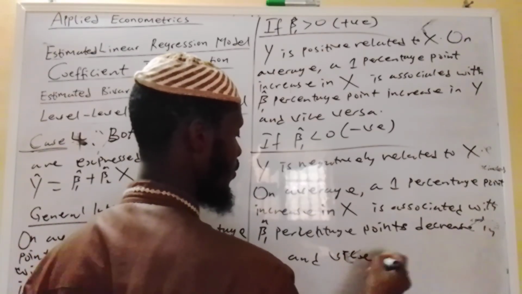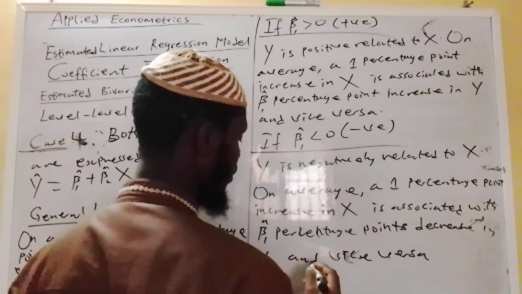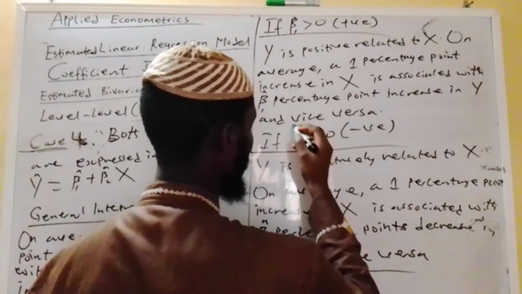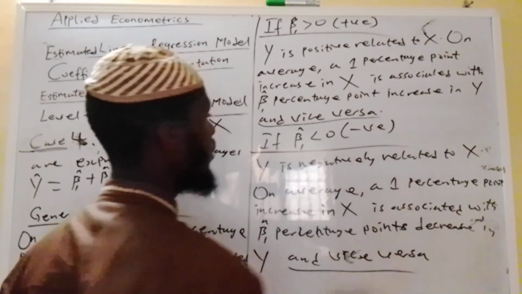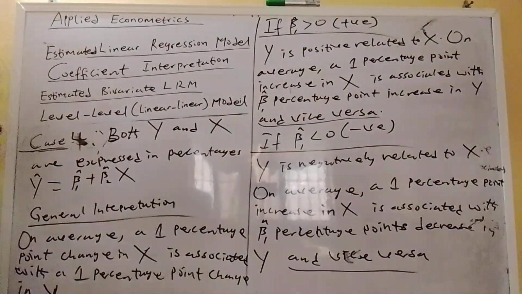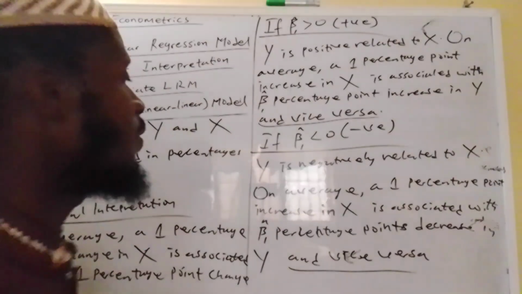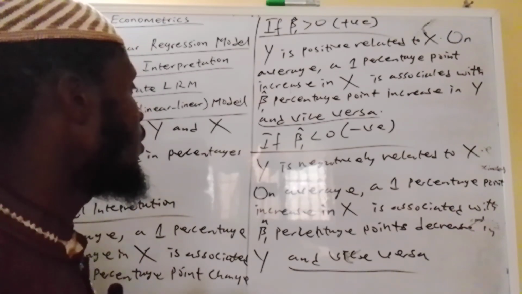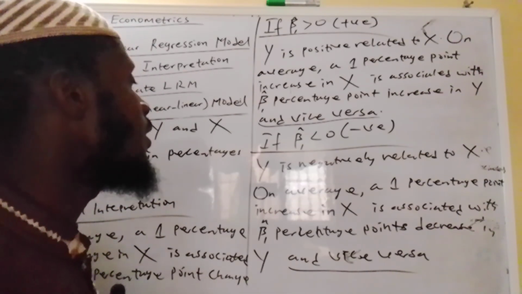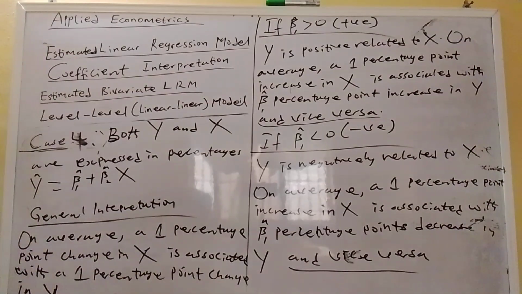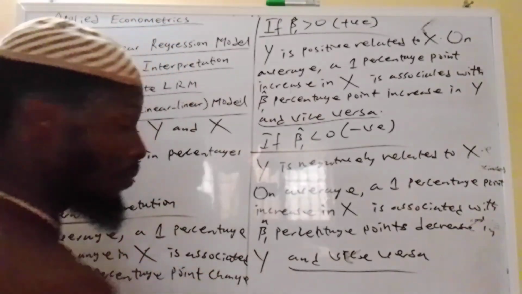Usually you don't find this vice versa in interpretation in econometric textbooks, because it is assumed that the reader knows that he or she is dealing with a linear model, a model that's linear in parameter, so whatever happens to the increase side will also happen to the decrease side in terms of magnitude. Take note of that.